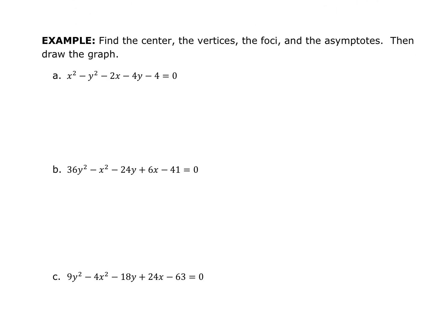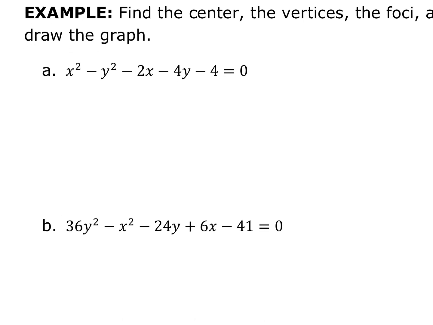Okay, now let's focus in on these problems. We need to find all the bits and pieces. So as before, I'm going to rewrite it so my x terms and y terms are together. I'm not going to change my signs. So I have x squared minus 2x, y squared minus 4y. Move that 4, the constant, to the other side. Now I'm going to rearrange it. So I have x squared minus 2x plus something.